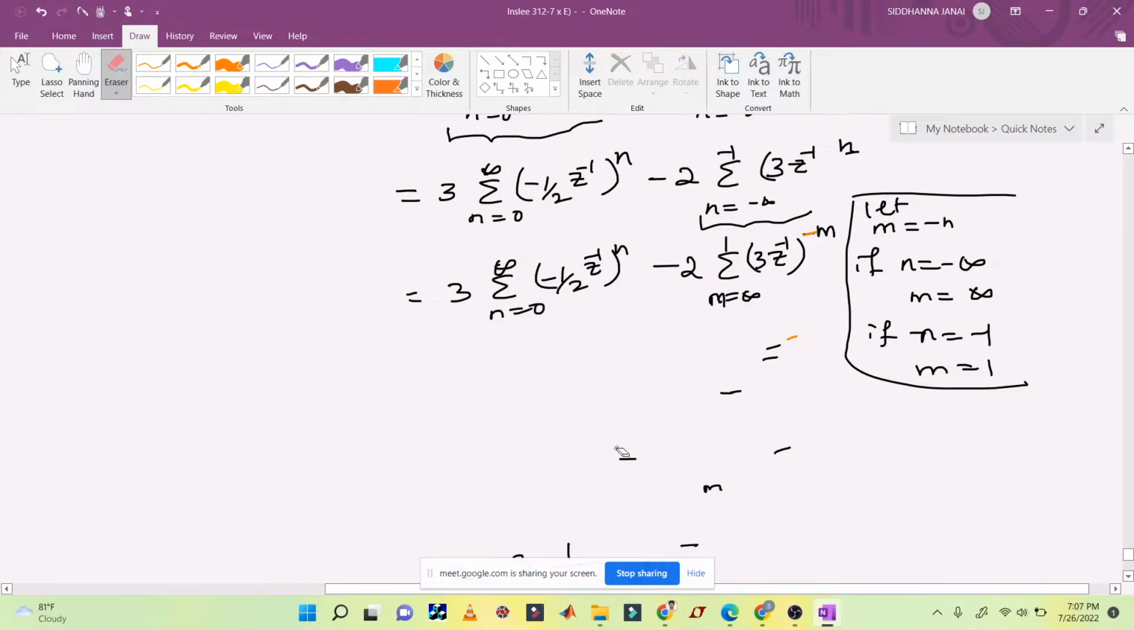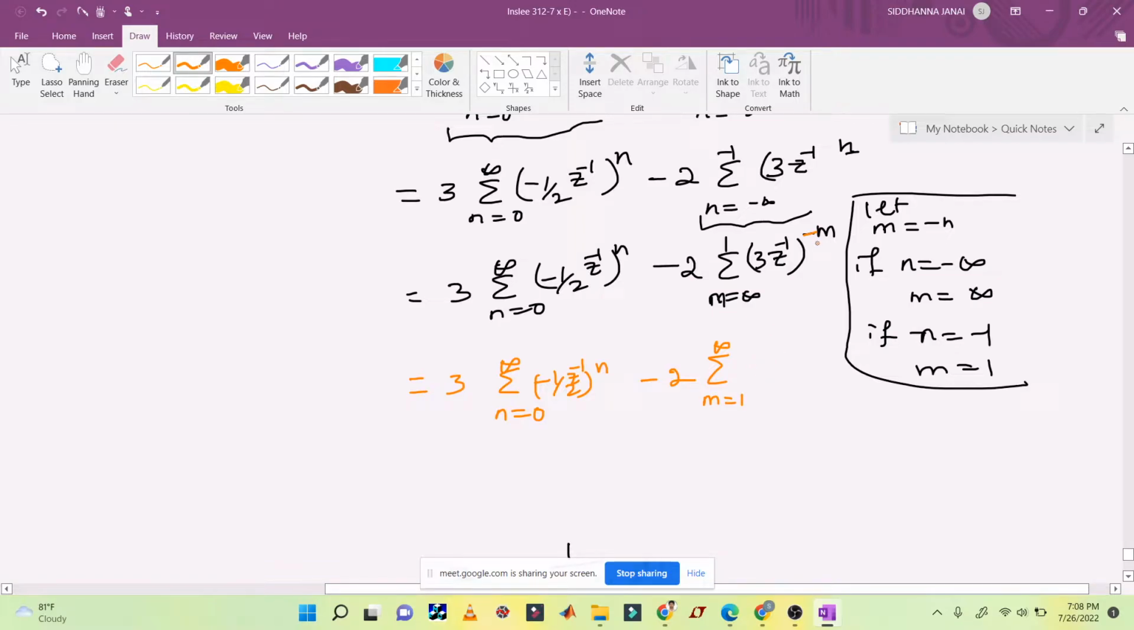In the text, the detailed answer is not given directly. After this step, whatever I am mentioning now, they have given the final answer and ROC. So now this part remains the same. n is equal to 0 to infinity, minus 1 by 2 z inverse to the power n, minus 2, and this is m equal to 1 to infinity. Infinity to 1 and 1 to infinity are both the same.